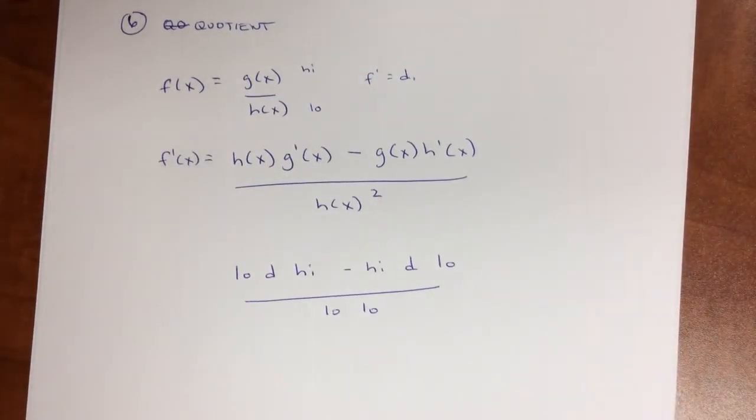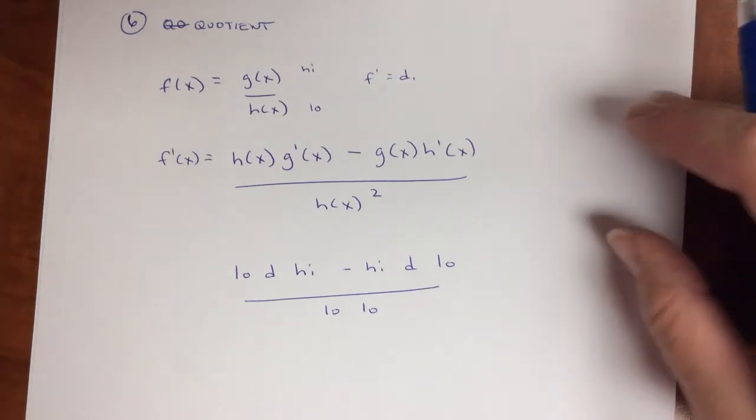So I just sing in my head, low-d-high, high-d-low, low, low. Go ahead, sing with me. Low-d-high, high-d-low, low, low. Now, if you didn't sing out loud, shame on you. So let's do it one more time. Low-d-high, high-d-low, low, low.